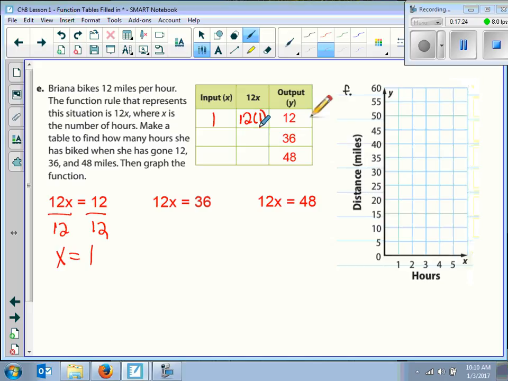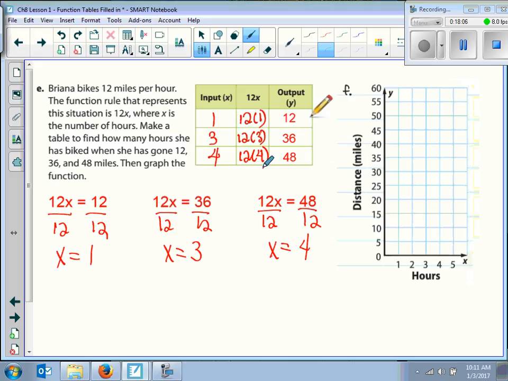Okay? So we're going to divide by 12 again. And x is equal to 3. So after 3 hours, 12 times 3, how many miles has she biked? 36 miles. Is everybody clear? And then, divide by 12 again. So x is equal to 4. Okay? So, if she bikes 48 miles, then it took her 4 hours. Is everybody clear?